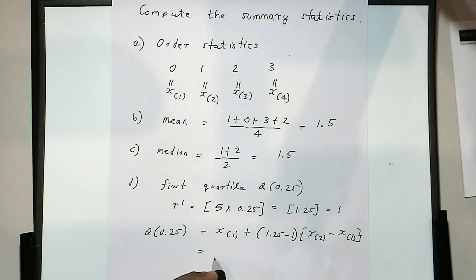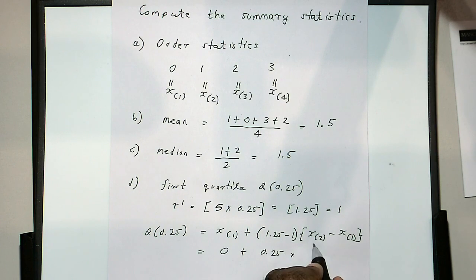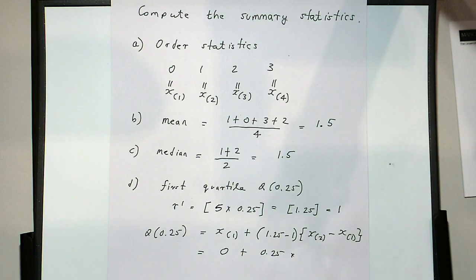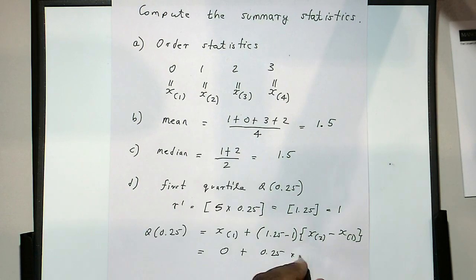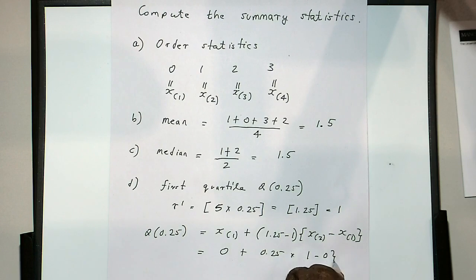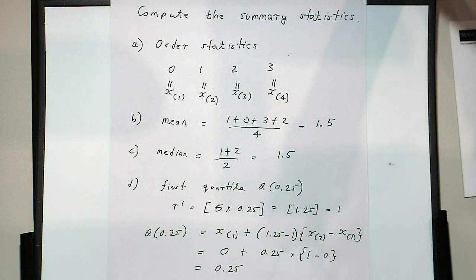So x, the smallest data is 0. This is 0.25 times the second smallest data is 1. So it's 1 minus 0. All right. So this will be equal to 0.25. So the first quartile is equal to 0.25. You see how I used it, right? Is that clear, guys, or not? Yeah.